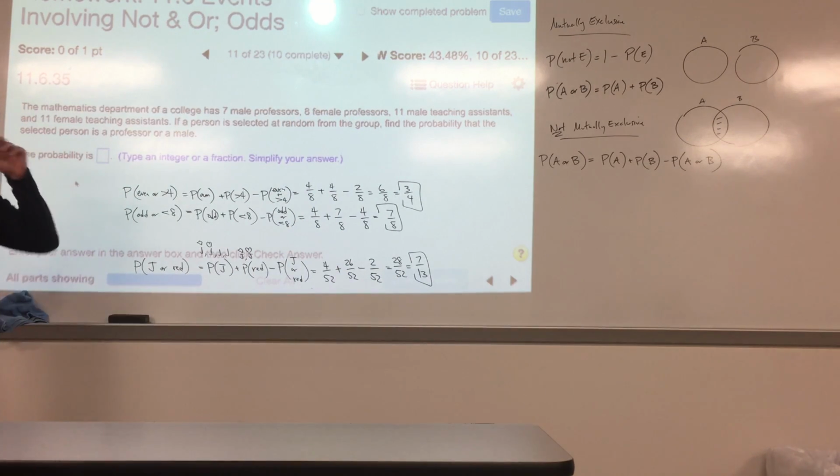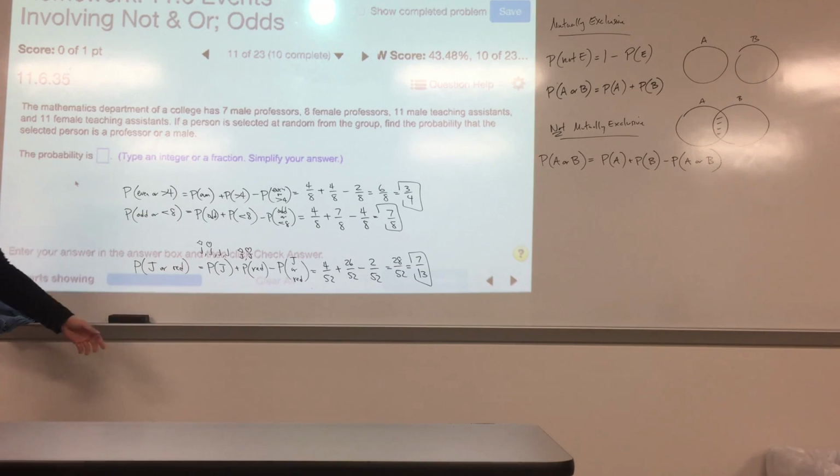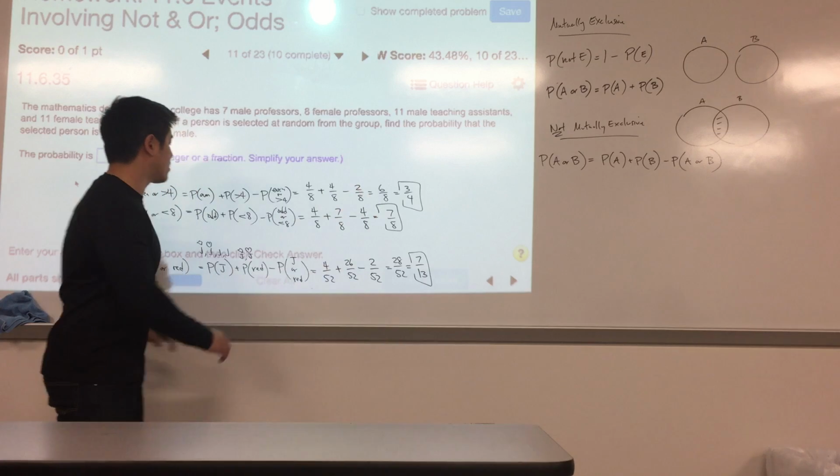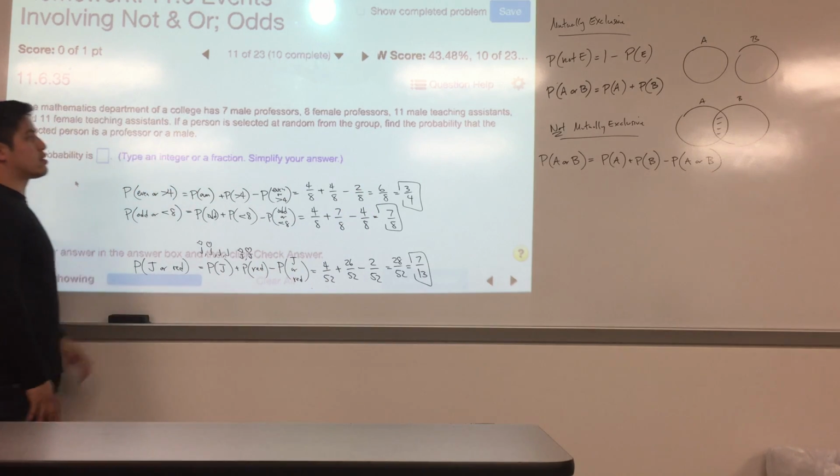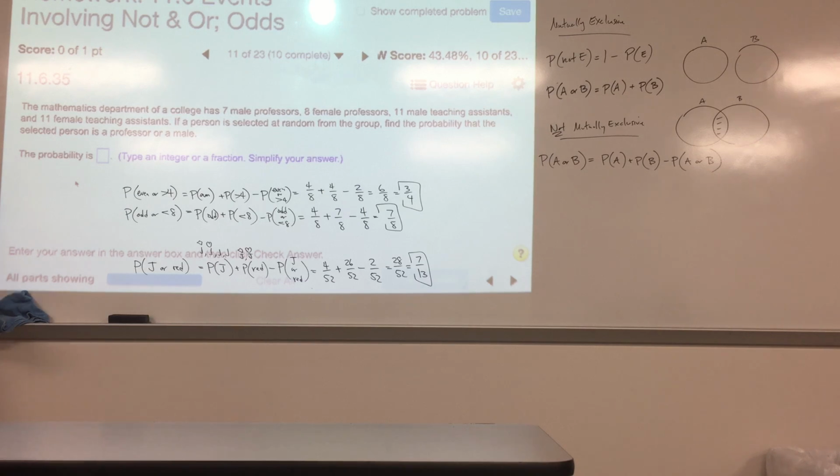If it's mutually exclusive, you just add, right? You don't subtract the overlap. It's just the first part of this. Does that make sense, guys? Okay, so let's take a look. Here we go. First, determine: are we dealing with a mutually exclusive situation or not mutually exclusive?